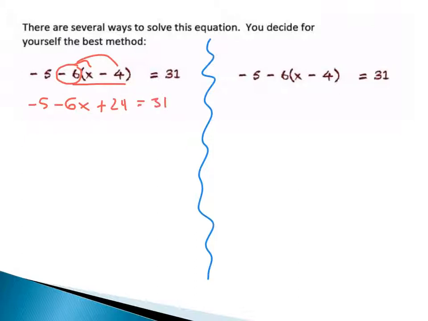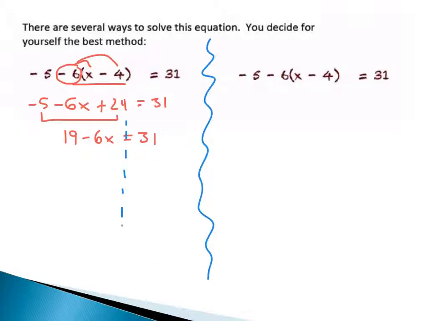Then what I can do is take one of the examples we did. I see negative 5 and 24. What are those? Those are like terms. So I can take and combine those. Negative 5 plus 24 is going to give me 19. Minus 6x equals 31. Now what I have to use is simply inverse operation.